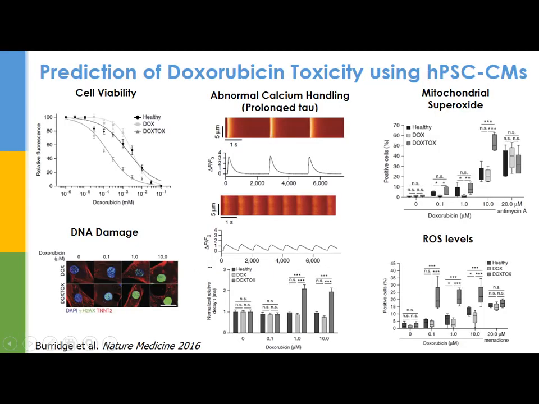As you can note here, the human pluripotent stem cell platform was able to identify the effect of doxorubicin on multiple parameters, such as cell viability, reduced in the DOX-TOX group, those that developed chemotherapy-induced cardiomyopathy, compared to the DOX group, the patients that did not develop it; DNA damage; abnormal calcium handling with prolonged tau in the DOX-TOX group; and oxidative stress, here evaluated by mitochondrial superoxide and ROS levels.